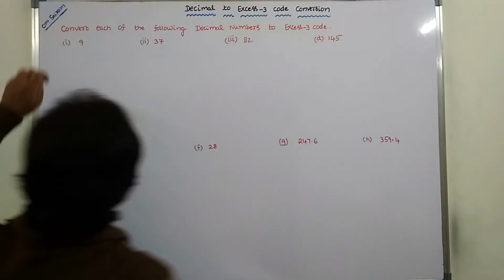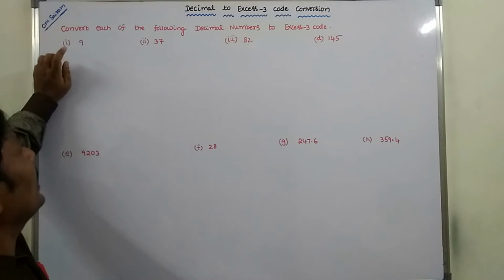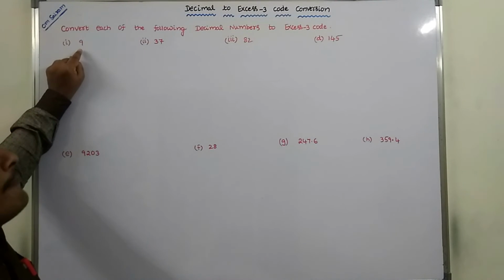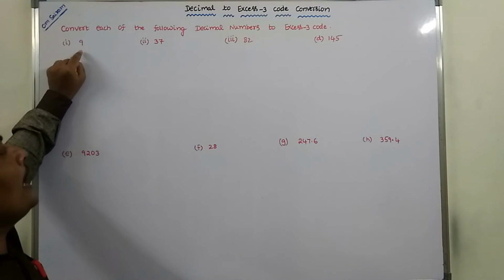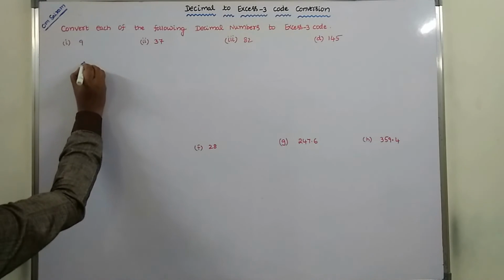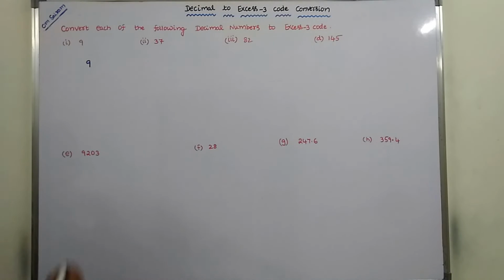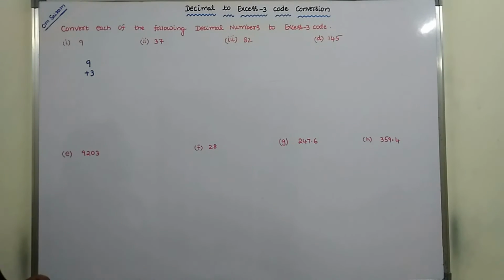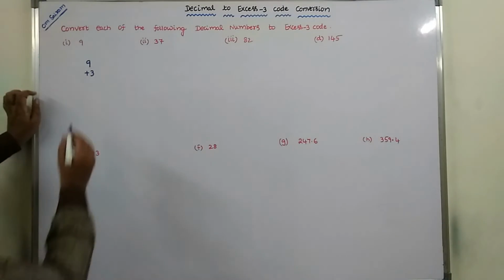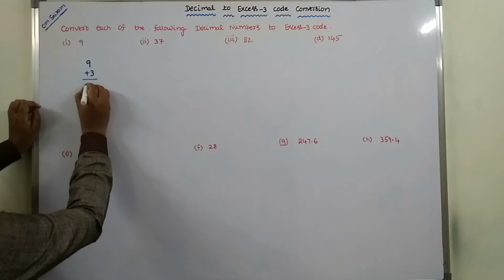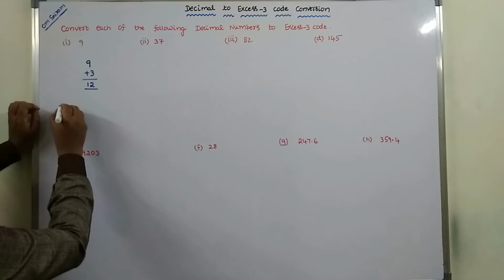Okay, so the first one is 9. This is the given decimal number 9. For this given decimal number, the equivalent excess-3 code is obtained by adding +3. So here we are given 9, so we are getting 9 plus 3, that is equal to 12.